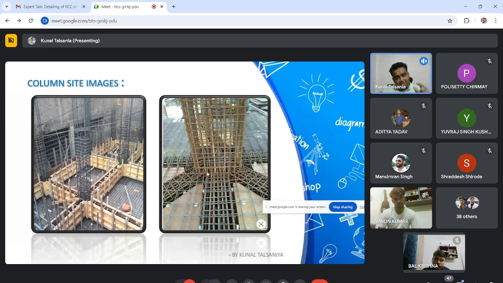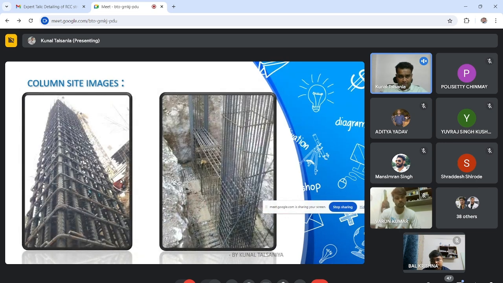See, if your beam width is 300 mm and your column width is 300 mm, then you have to joggle these two bars, and then you have to keep them inside the main column reinforcement. That joggle, that crank, should follow the code, and that is in slope 1:6. This is the side image of the column.